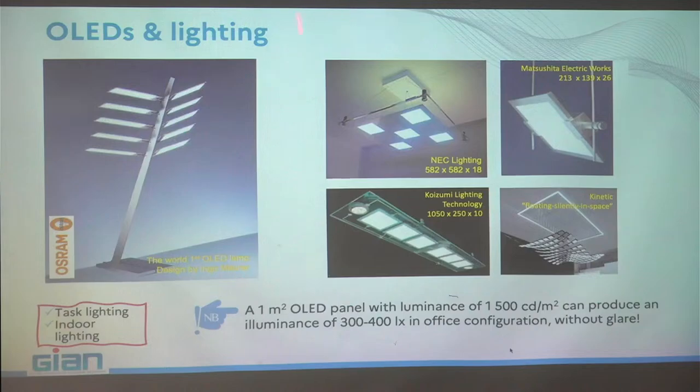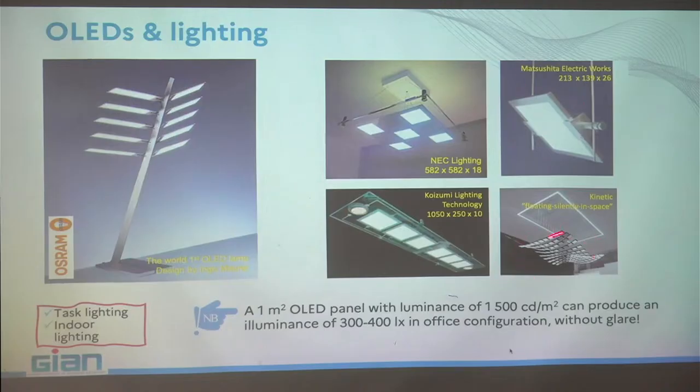This is no longer just ideas. They have this first task lamp with OLEDs. Its leaf here is a single OLED, by Ingo Maurer. Here you have some OLEDs in a NEC office, Koizumi, and this is Matsushita also, and that one is much more fancy, by a French company named Kinetics. Each piece here is one OLED, and not only can you switch on and off or dim, but the whole thing can move, and you have the impression of moving light waves.